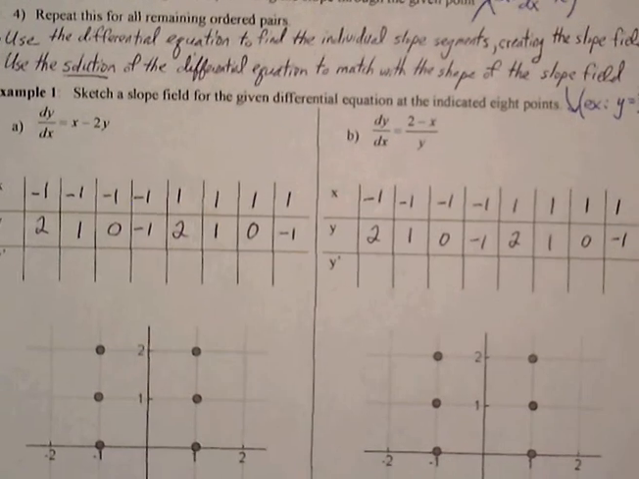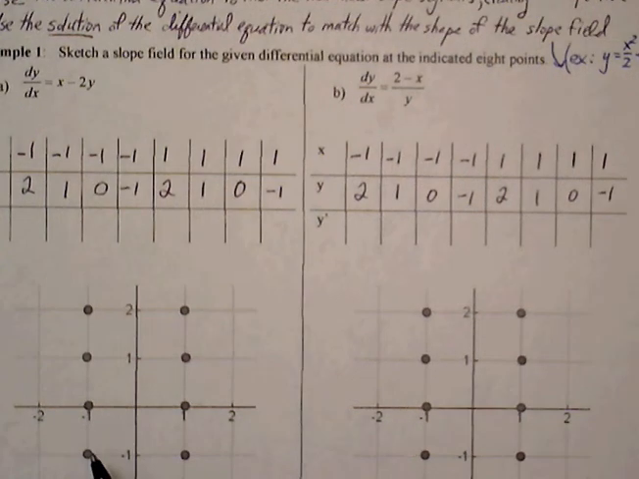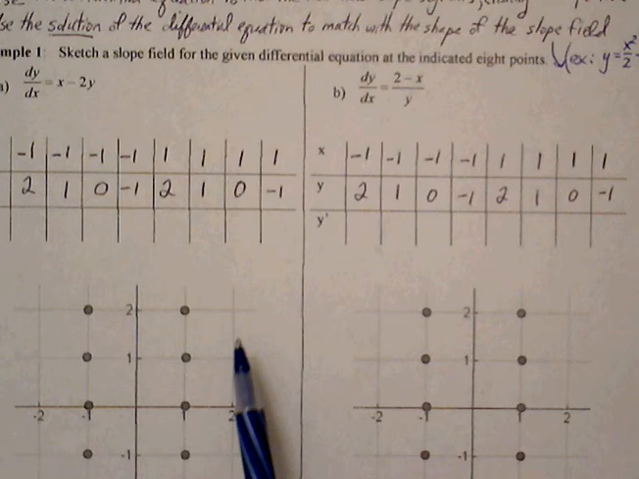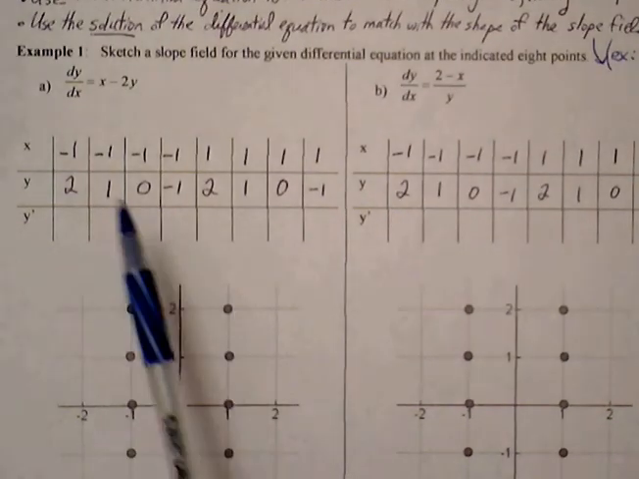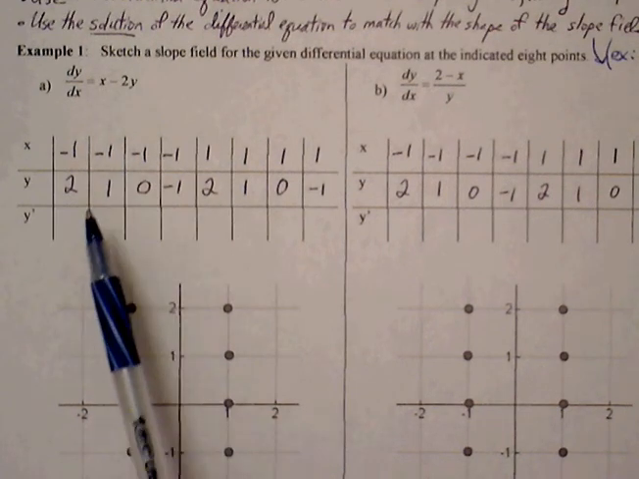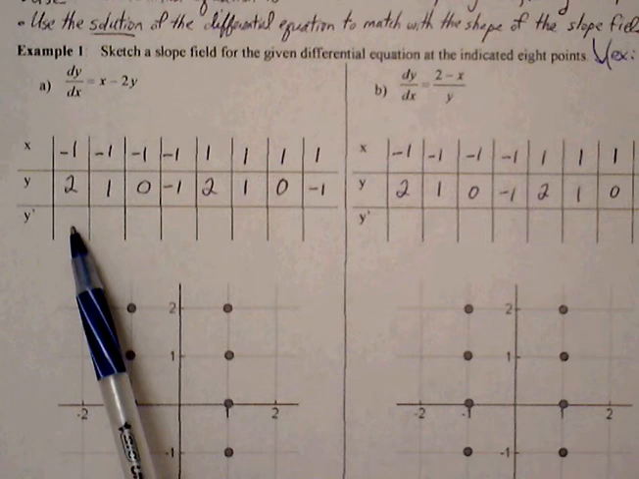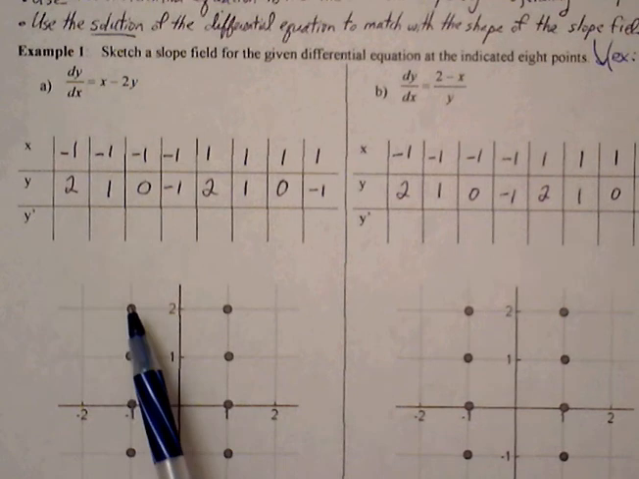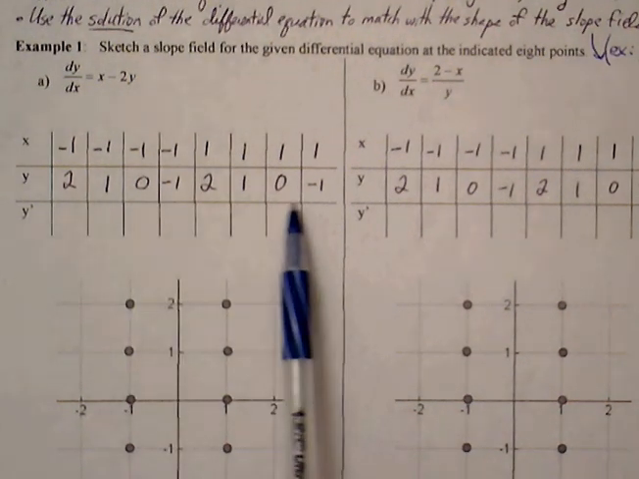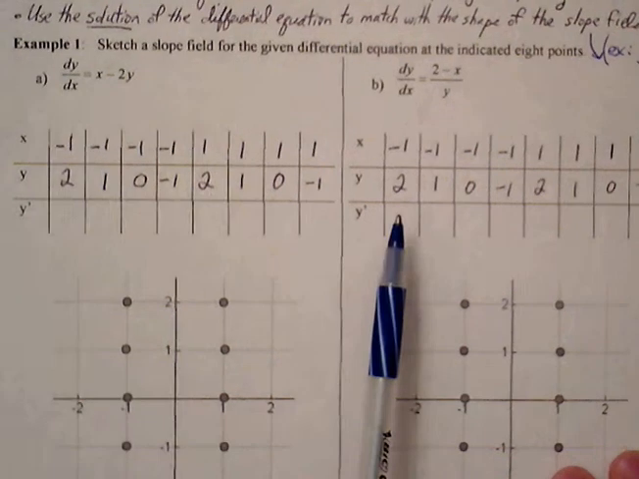So example 1 says sketch a slope field for the differential equation at the indicated 8 points. Here we have the 8 points: 1, 2, 3, 4, 5, 6, 7, 8. I went ahead and filled in the ordered pairs for x and y. We're going to plug negative 1, 2 into this differential equation to find the derivative, and from there we're going to sketch a line segment through that given point. I filled out these ordered pairs that we'll be using, and for part B as well. So let's look at part A.